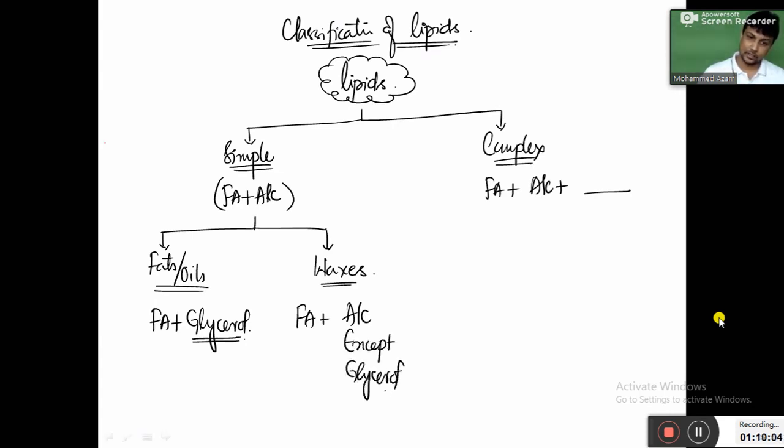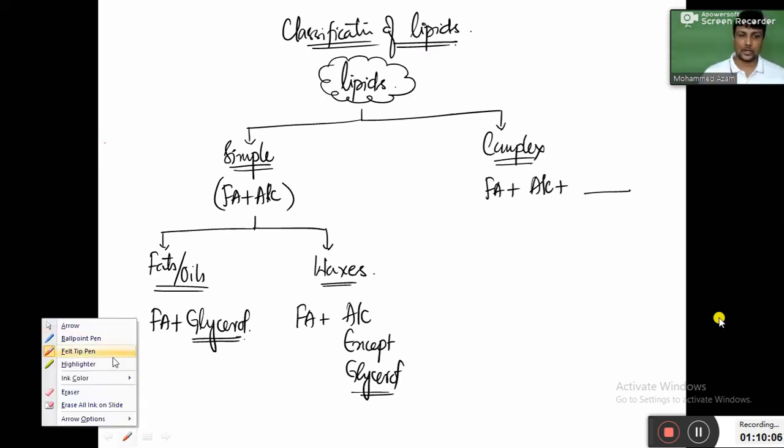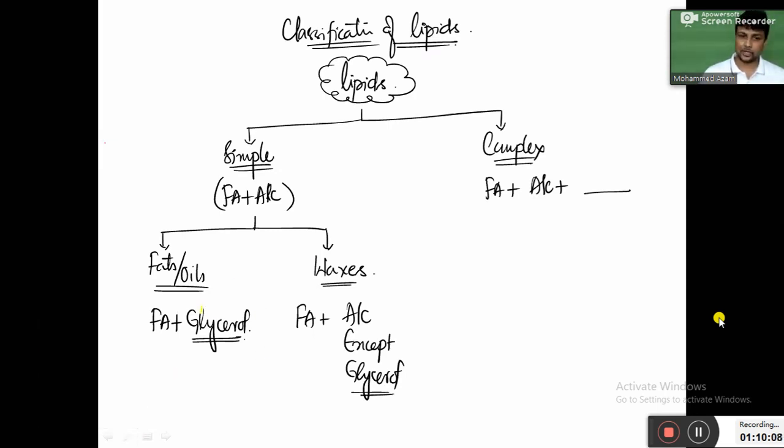That means the moment you look at my table here, the moment you look at my notes right now, you can easily identify that they are divided based on alcohol. So simple lipids are again divided based on what? Simple lipids are again divided based on alcohol.